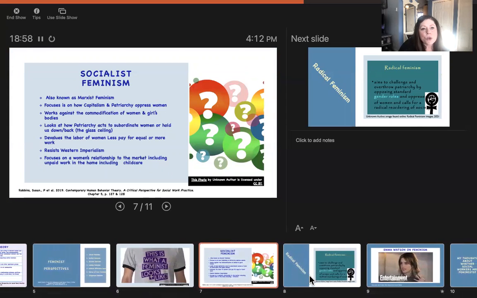Okay, socialist feminism, also known as Marxist feminism. It focuses on how capitalism and patriarchy oppress women. It works against the commodification of women and girls' bodies, looks at how patriarchy acts to subordinate women or hold us down, back, the glass ceiling, where women can only get so far up, where men can get higher. Women hit the glass ceiling.